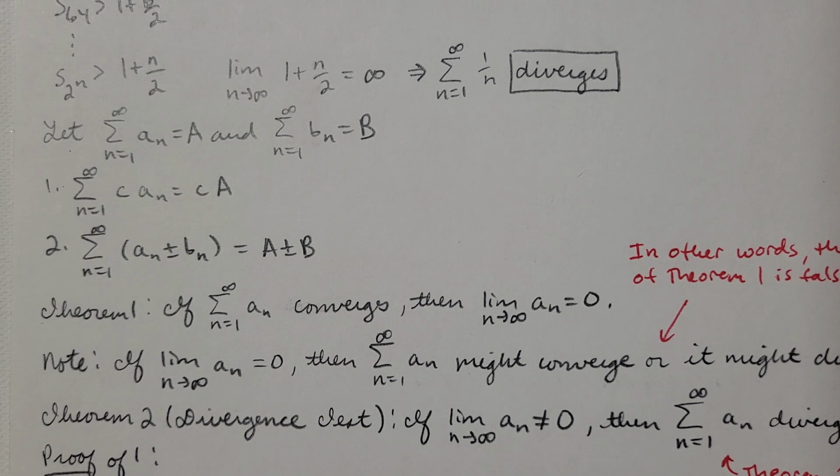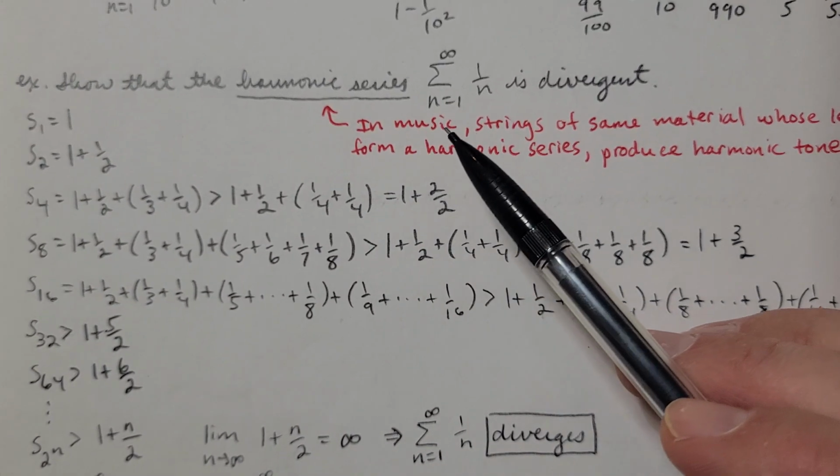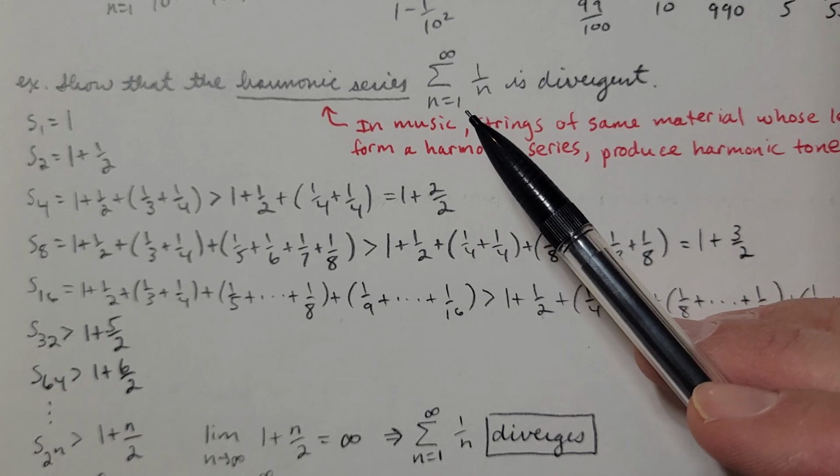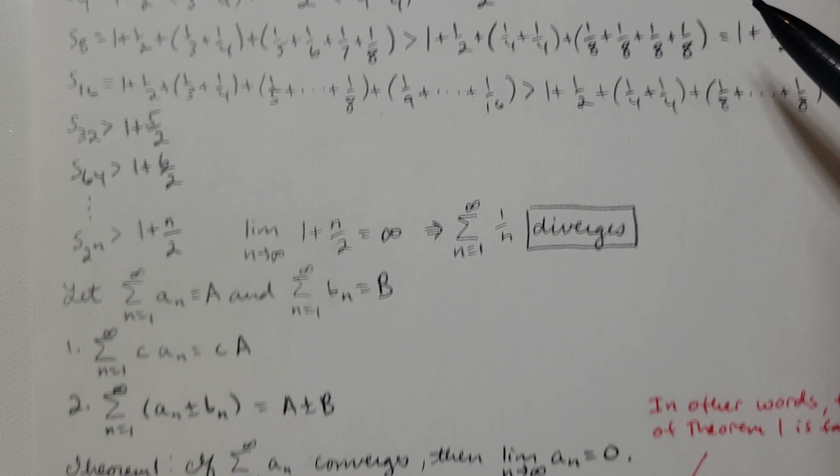Okay, we'll get back to section 11.2 here. We just looked at the harmonic series, which is the summation as n equals 1 to infinity of 1 over n. That's a divergent series.